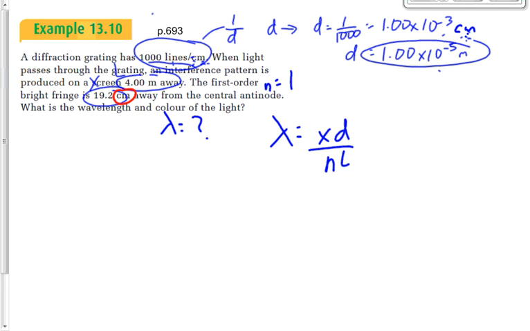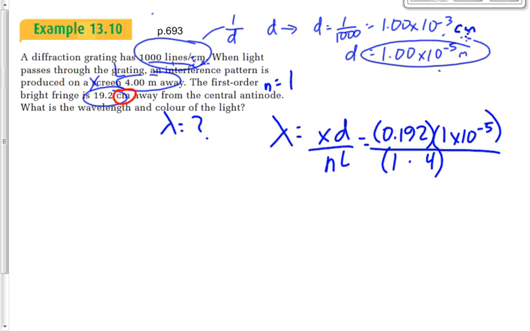Is it valid? What's the value of L? We got 4 meters. What's the value of 10 times X? 2 meters? Is L bigger than 10 times X? L is about 20 times X, right? So this equation is valid. X is 0.192. D is 1 times 10 to the negative 5. N is 1. L is 4. What do you get there?